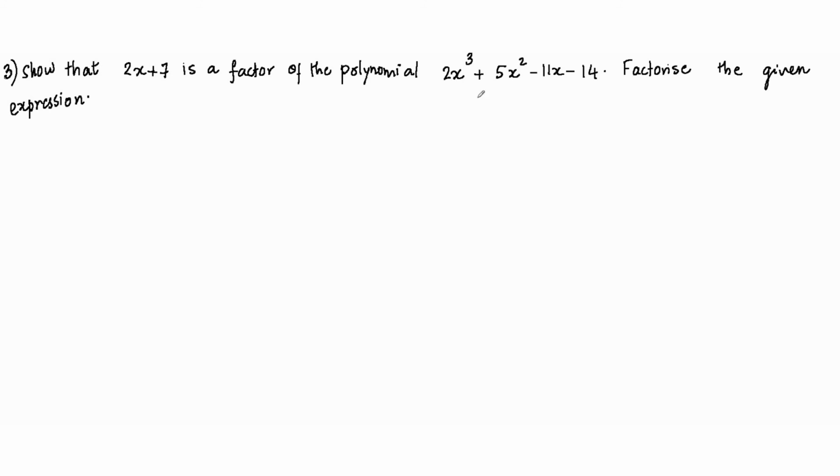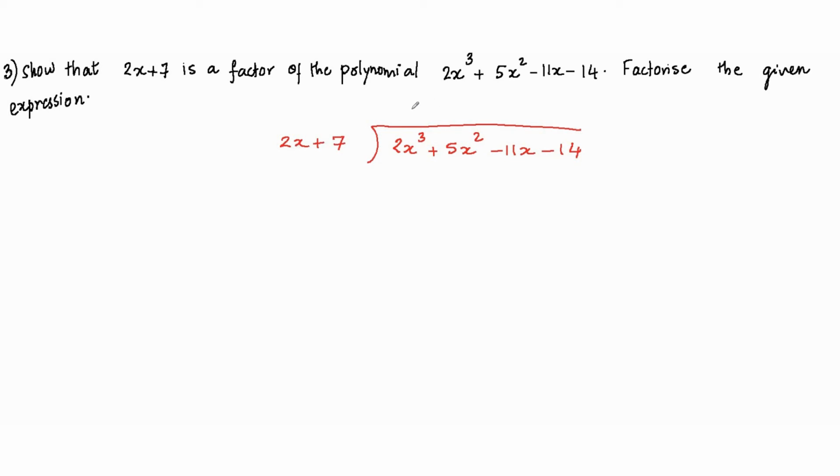Now there are 2 strategies to solving this question. One is I will just go ahead and do long division and I will get a remainder. If that remainder happens to be 0, then I can say that the divisor is a factor of the dividend. So let's try that technique first. I have 2x cubed plus 5x squared minus 11x minus 14 divided by 2x plus 7. Let us now start the multiplication process.